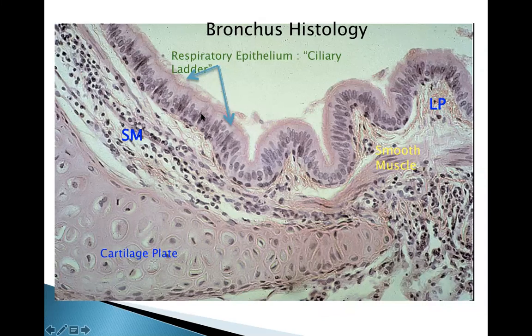All right, so this is looking at a much closer view. Again, a really nice view of that pseudostratified ciliated columnar epithelium. I can see the end of this little cartilage plate here, so I have a cartilage plate, not a ring. I see some smooth muscle here. LP stands for lamina propria, and then down in here would be submucosa. So again, the ciliary ladder, smooth muscle, and cartilage plates indicate that we're looking at a bronchus.